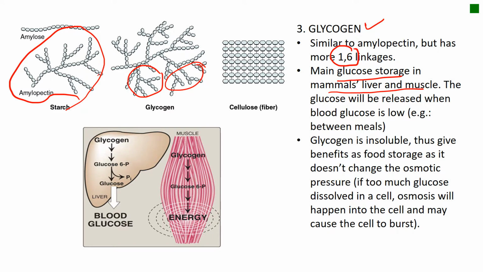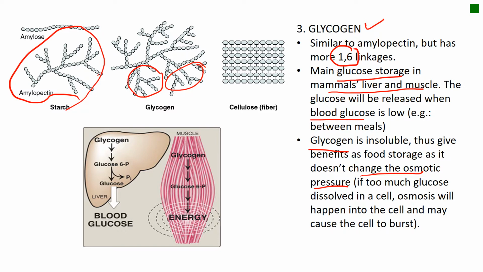All right. So this glucose will be released when the blood glucose is low, for example, between meals or when you have to do lots of activities. Again, having more branches means it's easier to store or to use the glucose. And the good thing about glycogen is that it is insoluble. So that's why it will not change the osmotic pressure.